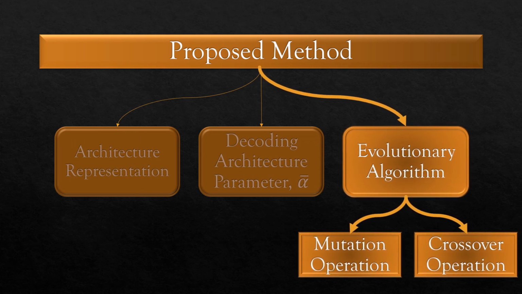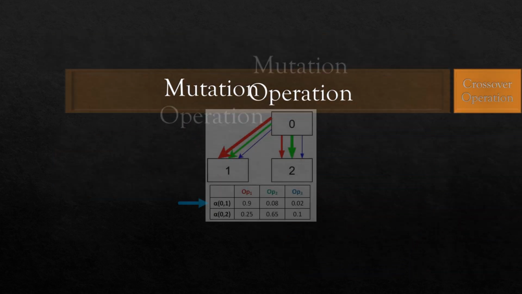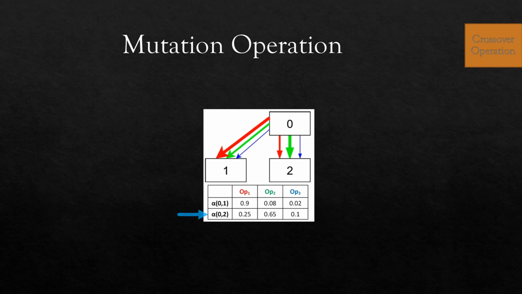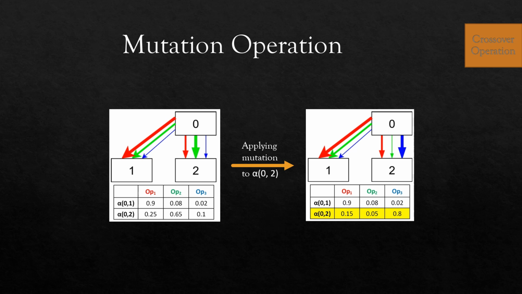Lastly, the evolutionary algorithm has two parts: mutation operation and crossover operation. In the mutation operation, we use a mutation weight to check if we want to mutate the edge between any two nodes. In this example, we consider three nodes with its corresponding architecture parameter shown at the bottom. Let's say we decide to mutate the edge between node 0 and node 2, that is alpha 0,2. This is done by resampling the row from a uniform distribution, which changes the corresponding edges between the nodes. This is noticed with the change in the thickness of the arrows between node 0 and node 2.